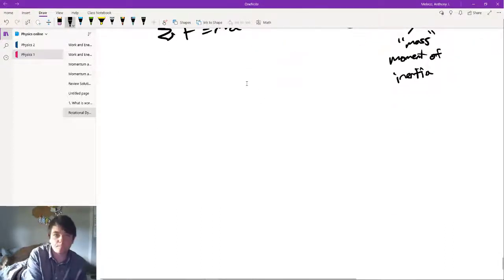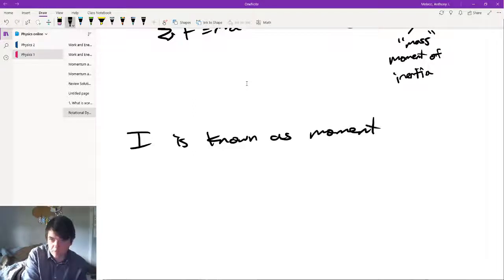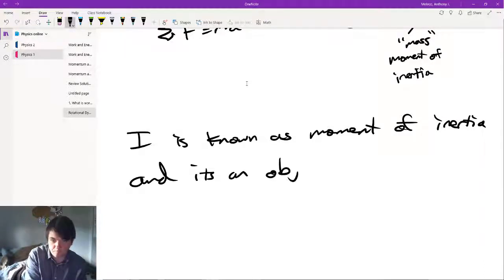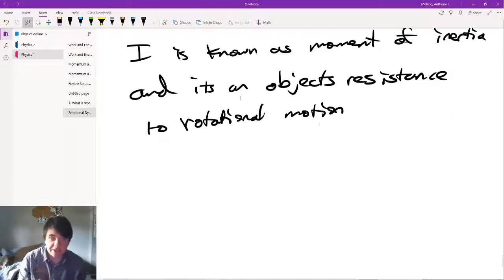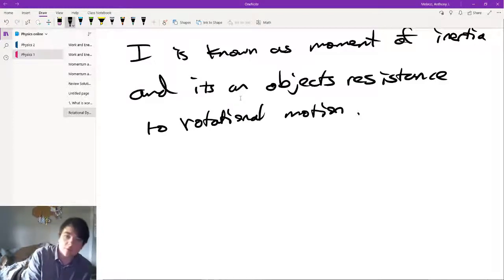So, let's discuss moment of inertia. I is known as moment of inertia, and it's an object's resistance to rotational motion. It's not just a number like in linear motion, okay? Because objects now have continuous mass, they now have form, they now have shape. That changes.